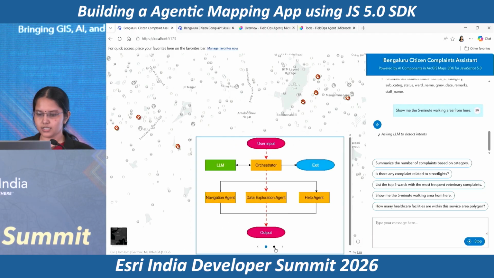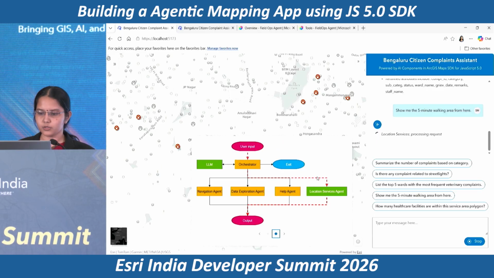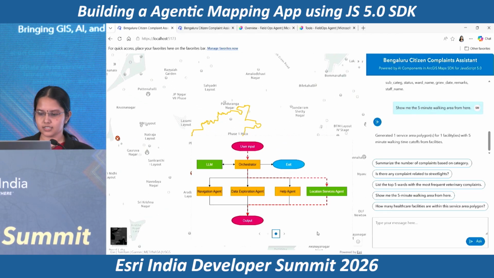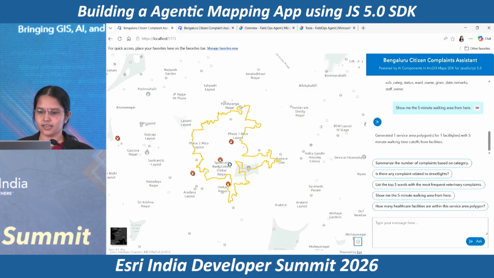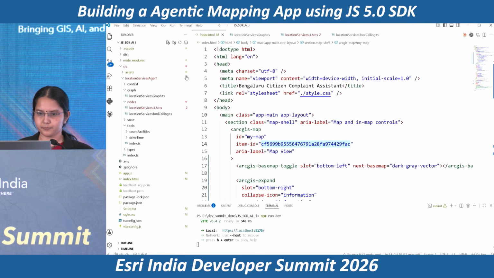In addition to the out-of-box agents, I also have a custom location services agent running, which runs the service area analysis tool, and it has already given us the polygon. So how did I do this? Let's move to the code and understand it better.